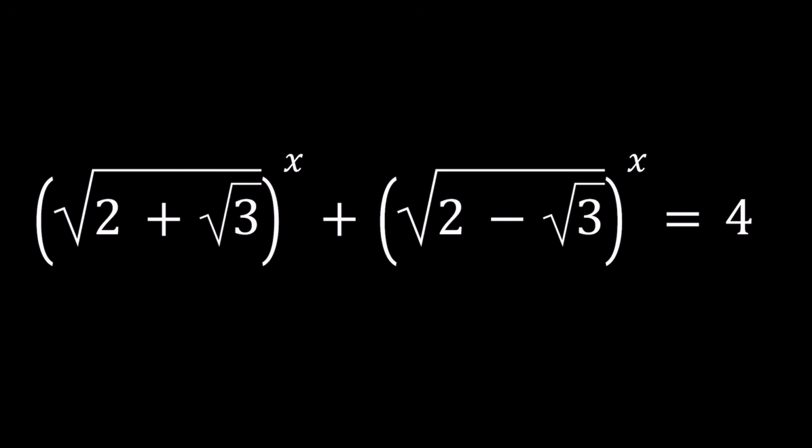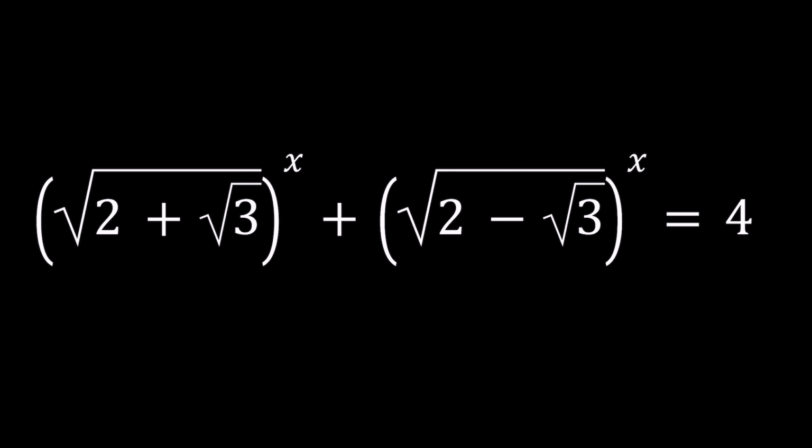Hello everyone. In this video, we're going to be solving an interesting exponential equation. We have the square root of 2 plus root 3, to the power x, plus the square root of 2 minus root 3, to the power x, equals 4, and we're going to be solving for x values. I know to some of you this probably looks obvious, and we'll talk about that later. But let's go ahead and take a look at how we can solve a problem like this.